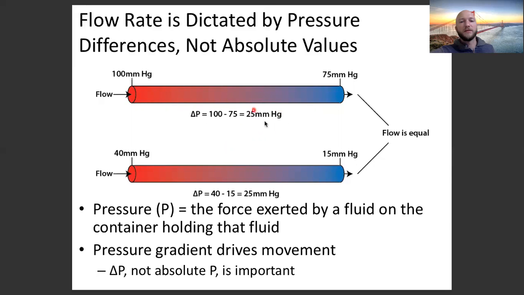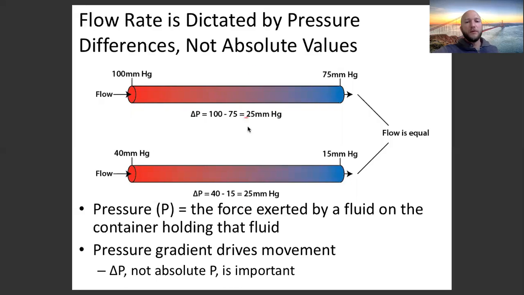What's the difference between 100 and 75? Well, the difference is 25 millimeters of mercury. Let's compare that example with this one on the bottom. 40 millimeters of mercury on the left, 15 millimeters of mercury on the right. What direction is blood going to flow? It's going to flow from high to low, so left to right. What's the difference between 40 and 15? Well, 40 minus 15 is 25 millimeters of mercury.